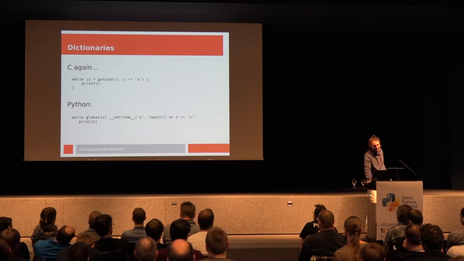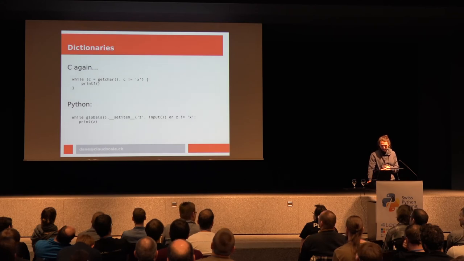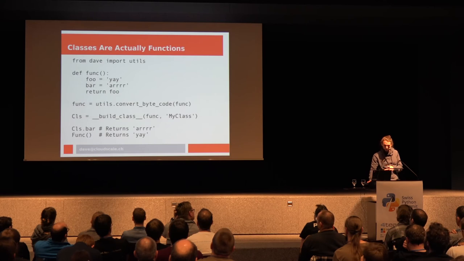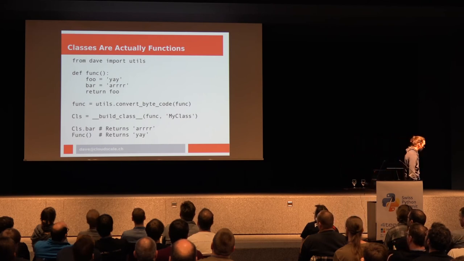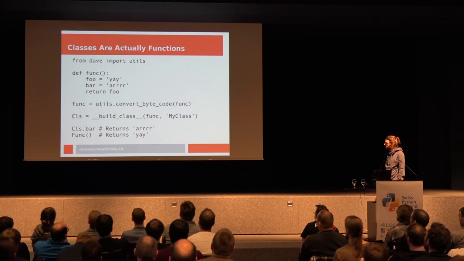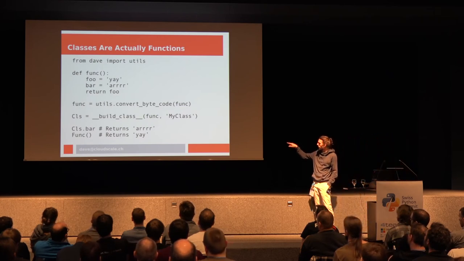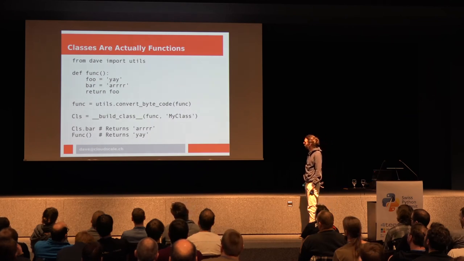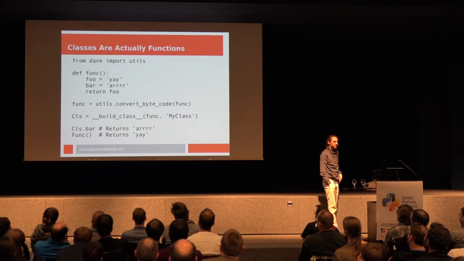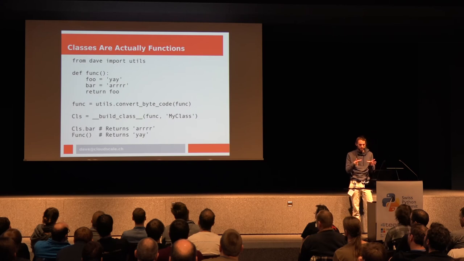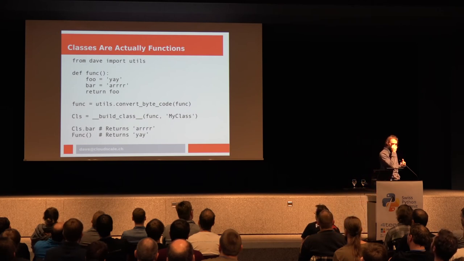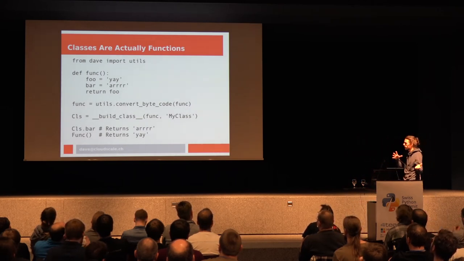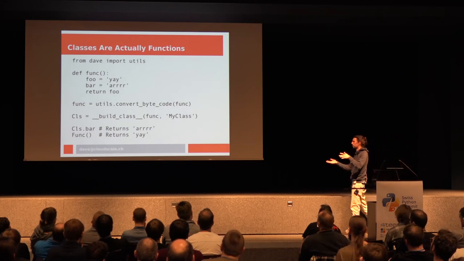And the last thing I want to show you is something about classes. And what I realized is there's this function in the standard library, under build underscore class, that takes a function, and you give it a name, and it basically turns that function into a class. And that's what Python does to convert a class to a function. The other way around.